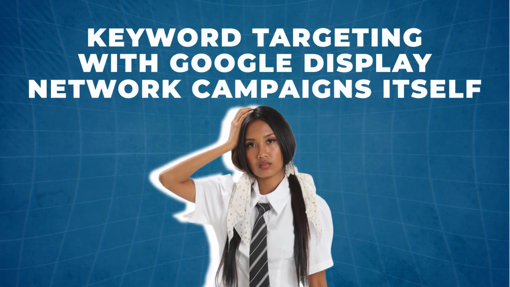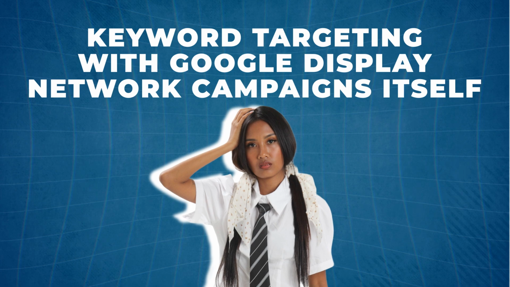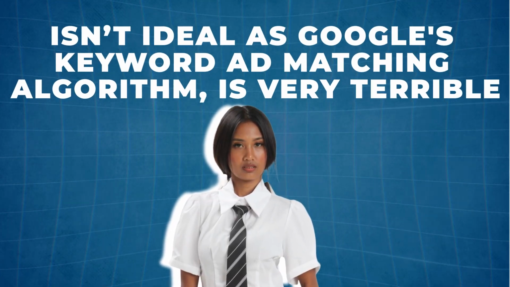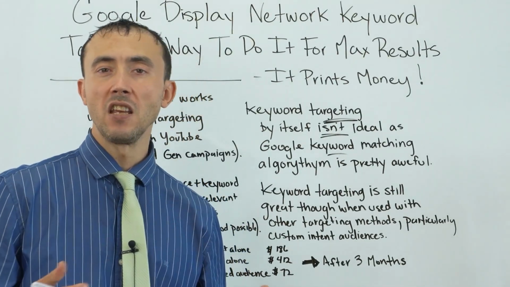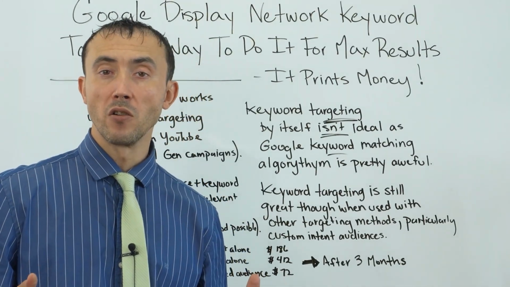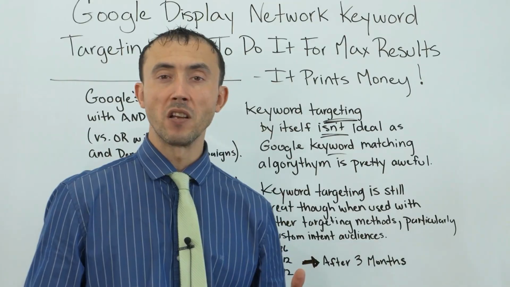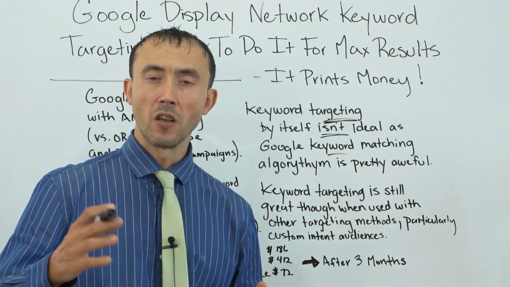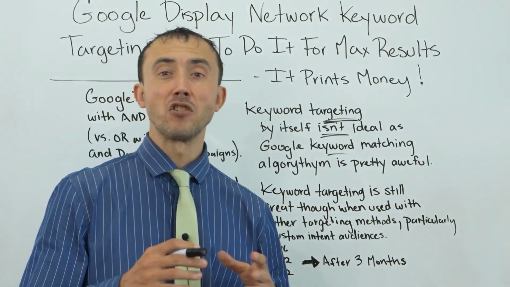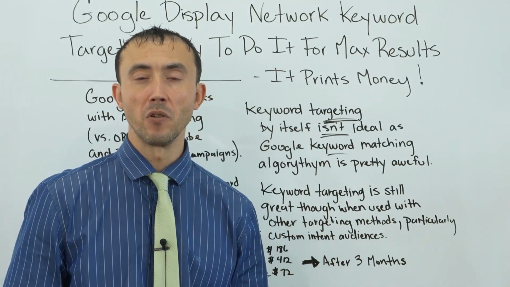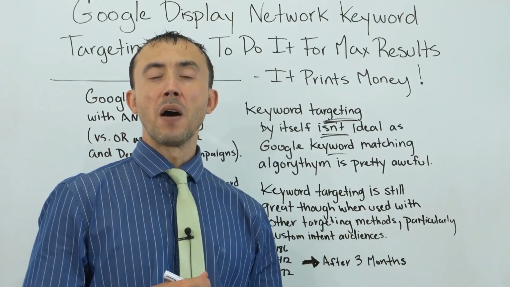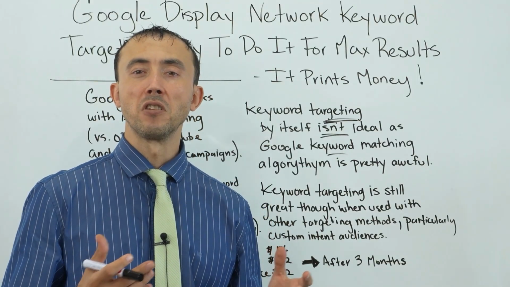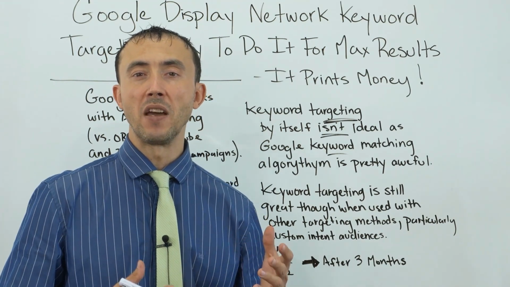Keyword targeting with Google Display Network campaigns itself isn't ideal, as Google's keyword ad matching algorithm is very terrible. You can see this by going to any random blog or news site that has banner ads running on them that you can tell are Google ads, because you'll be able to tell by looking at the corner of the ad. If you're not sure about that, just let me know in the comment section. I'll give you a specific example of how to tell. But the main thing you'll notice is the banner ad usually has nothing to do with the topic of whatever's on that actual web page, which it should.